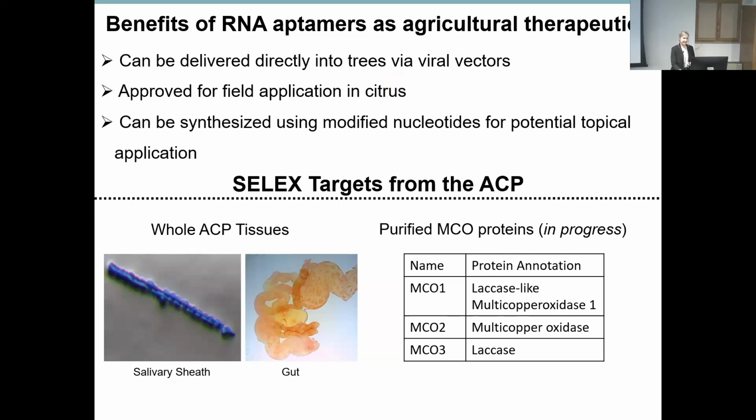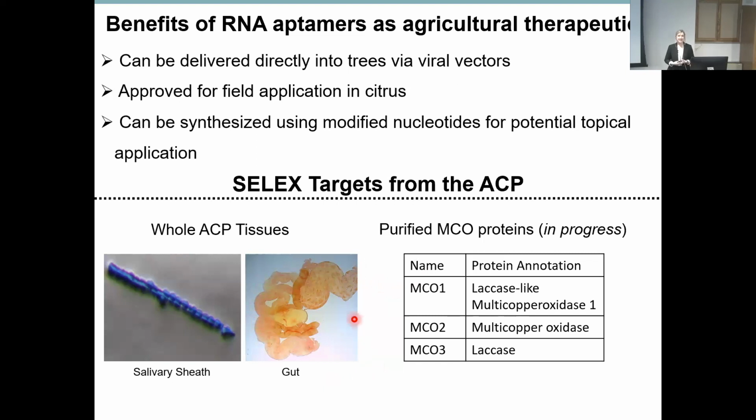So when I began as a first-year graduate student, I wanted to try something really unconventional, which was to use whole tissues as CLEX targets instead of purified proteins. And so the tissues that I selected were whole gut cell suspensions and purified salivary sheaths. And I did the CLEX experiment and sequenced the libraries, and I didn't get any aptamers that were enriched against the gut.